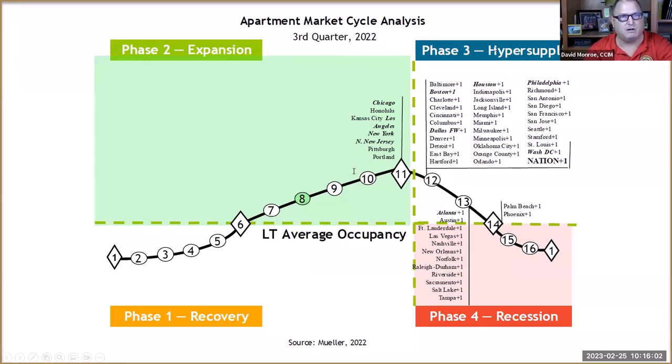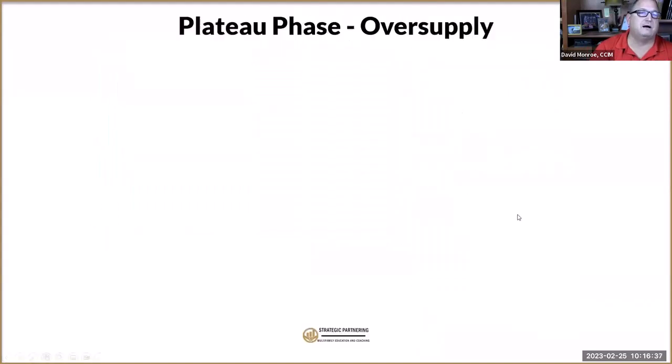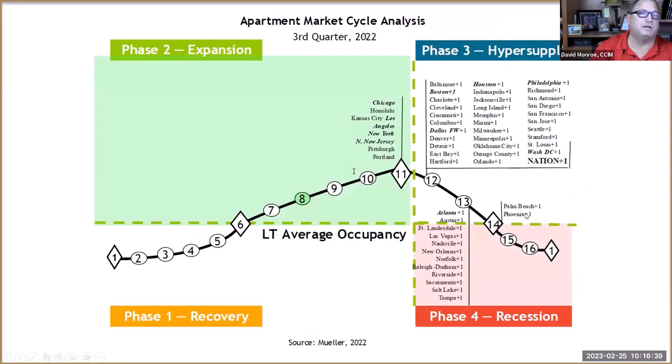But this is where Dr. Muller has placed two-thirds of the market in oversupply for the third quarter, and the lower point of the market in hypersupply, about a quarter of the markets. He's got 2 markets sitting on the long-term occupancy average, and a couple of the markets sitting at equilibrium. Nothing in expansion, nothing in recovery, and nothing in recession yet, sitting on that long-term occupancy average. Okay. So Phoenix, Phoenix was one of the worst markets I've seen, although I expected it to be worse than I saw.